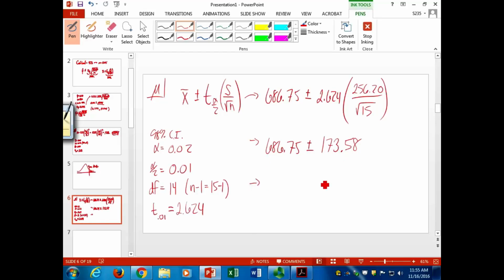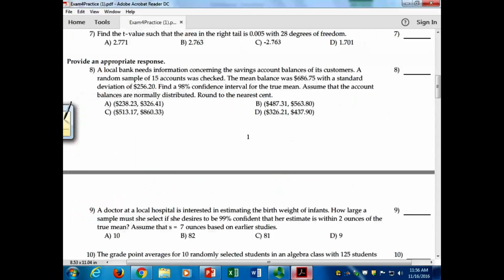And then you would add and subtract that to get your bounds. So go down 173.58, and what do you get? 513.17. Add that. 860.33. So it looks like C.